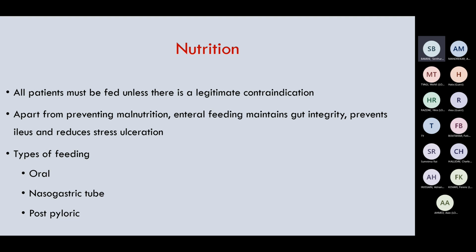Next, nutrition. All patients must be fed unless there is a contraindication. What is important about nutrition? It prevents malnutrition. Apart from that, it maintains gut integrity, prevents infection, and reduces stress ulceration. What types of feeding can we continue? Oral feeding, nasogastric, and post-pyloric feeding.